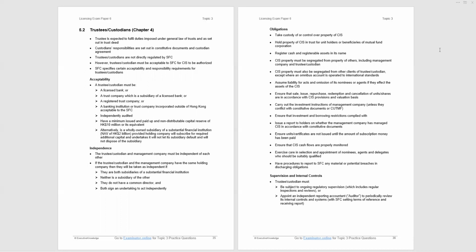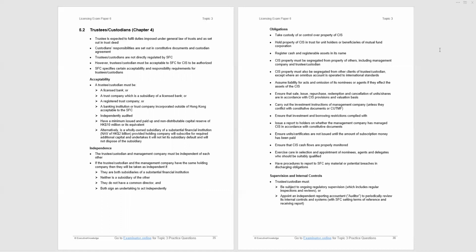To be acceptable, a trustee custodian must be a licensed bank or a trust company, etc. Now, we've seen that material before. It does come up in the exam, so be aware what it is to be acceptable as a trustee custodian. With regard to independence, trustee, custodian, and management company must be independent of each other. However, if the trustee, custodian, and the management company have the same holding company, then they will be taken as independent if they are both subsidiaries of a substantial financial institution. No definition of substantial financial institution.